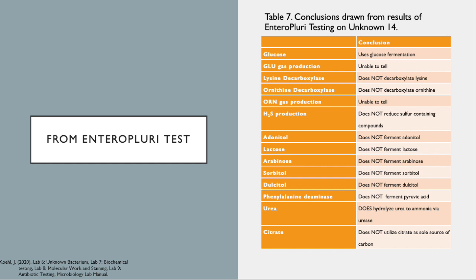The positive reaction for glucose means that the bacteria ferments glucose to either acid or acid and gas by turning it from red to yellow. Our urea column turned pink from the original beige, which indicates that the bacteria utilizes urease to hydrolyze urea to ammonia.